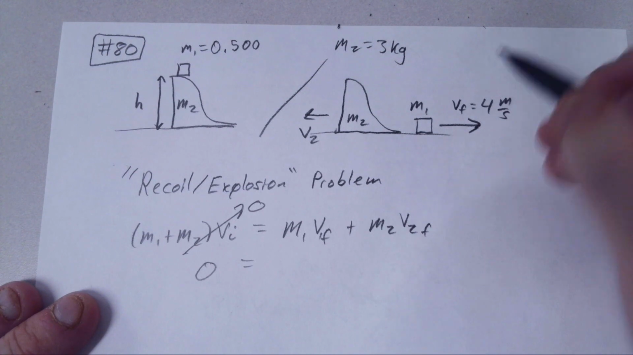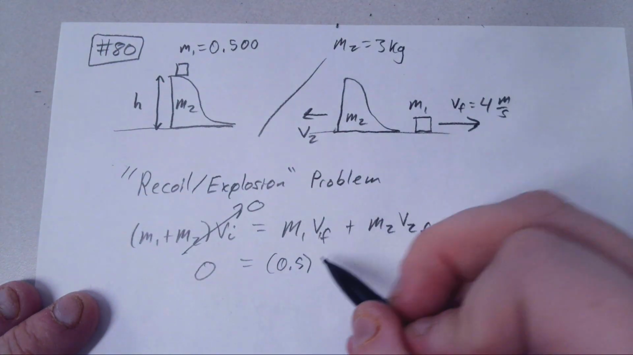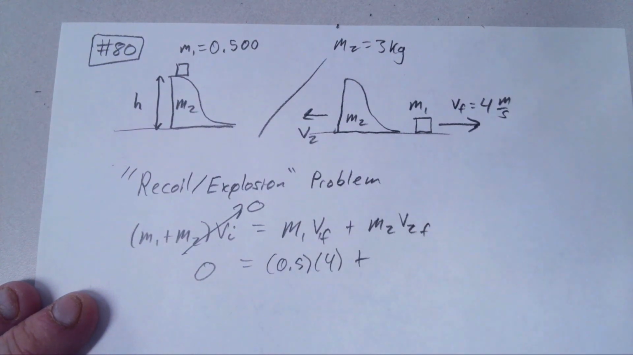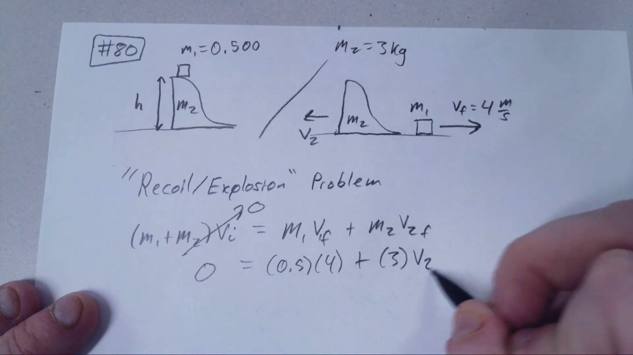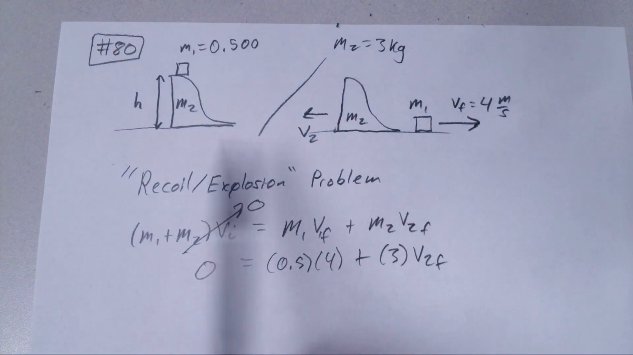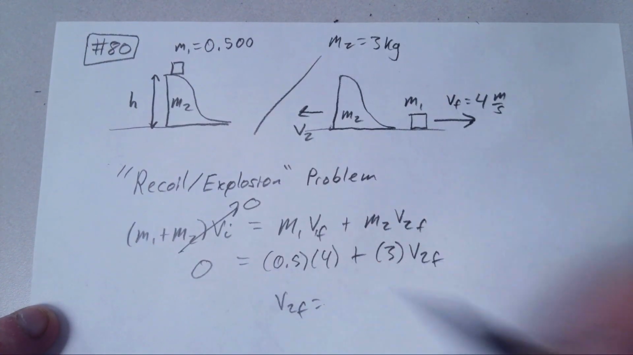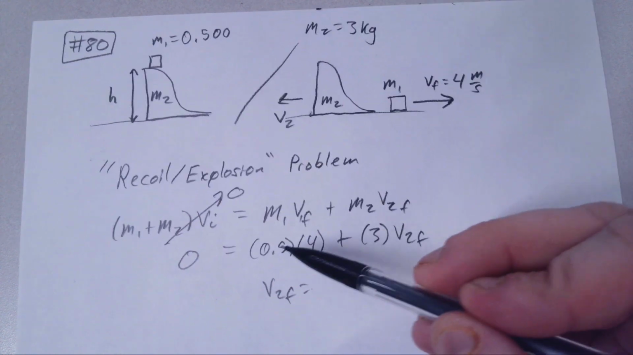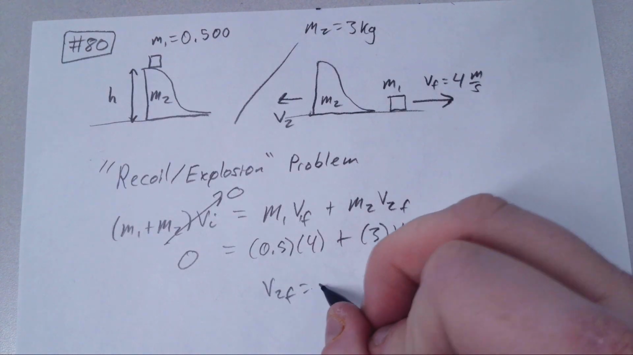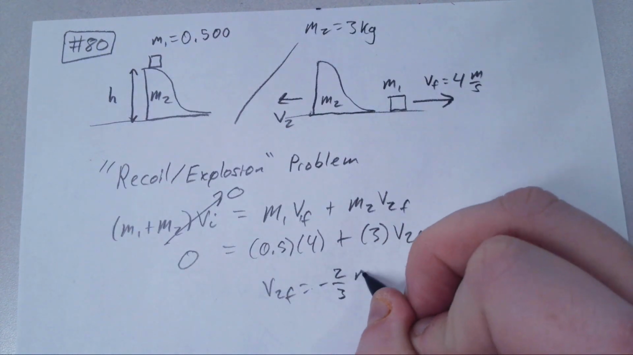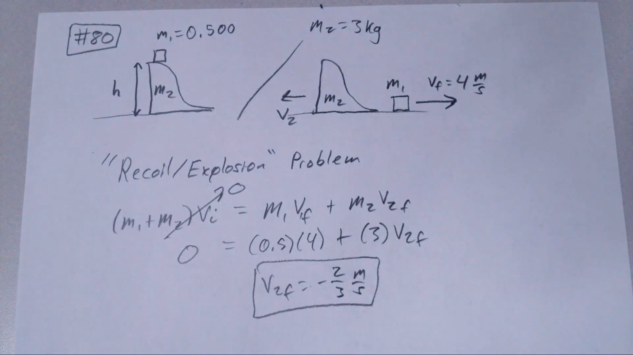So M1 is 0.5. The final velocity of that is 4. Mass 2 is 3 kilograms, and V2F, we would expect this to be negative because it's moving to the left, and it is. When you solve for V2F, 0.5 times 4, subtract that, so negative 2 divided by 3, or negative 2/3 meters per second. So there we go. That's how fast that thing's going to go back.